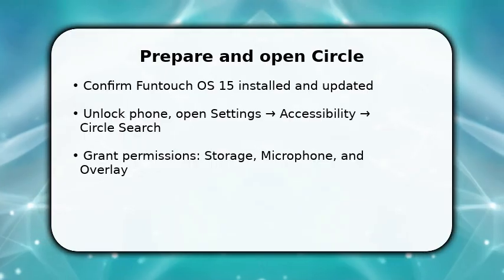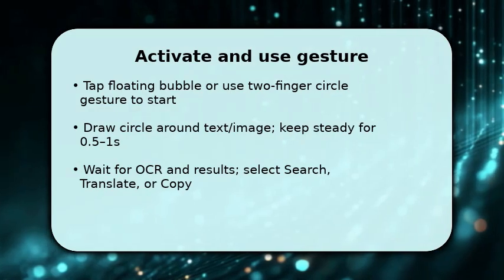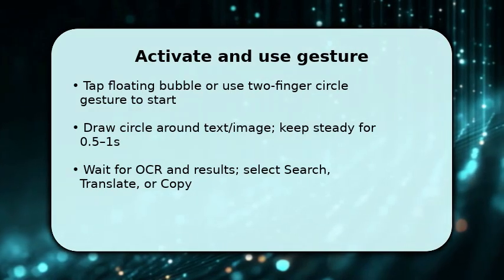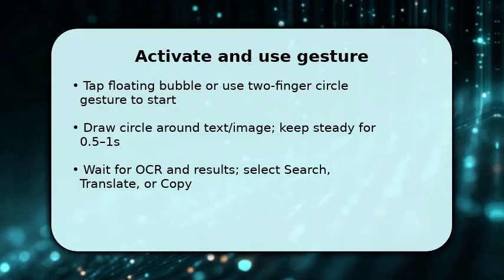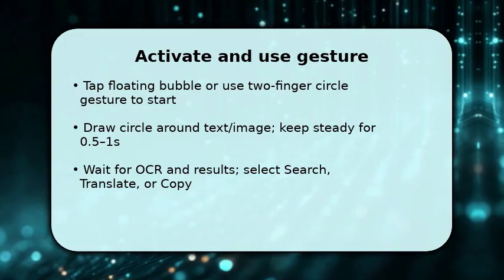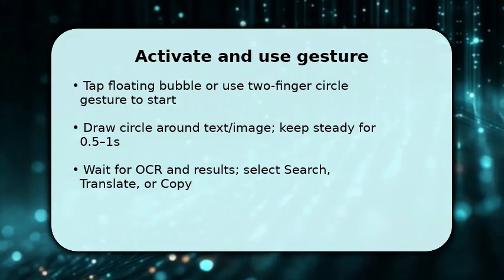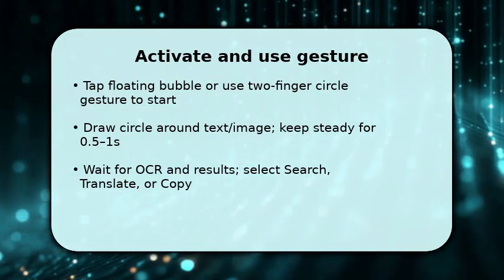You trigger Circle Search using either the floating bubble or the two-finger circle gesture. Pick whichever is faster for you. Once active, draw a neat circle around the text or image you want. Keep your fingers steady for about 0.5 to 1 second so OCR can focus.